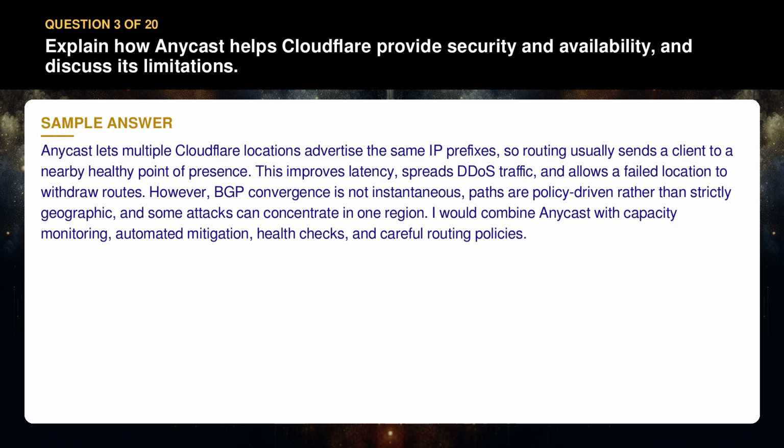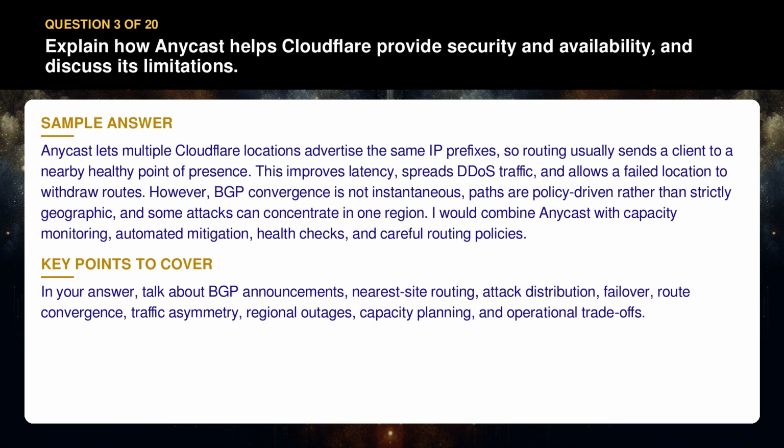Anycast lets multiple Cloudflare locations advertise the same IP prefixes, so routing usually sends a client to a nearby healthy point of presence. This improves latency, spreads DDoS traffic, and allows a failed location to withdraw routes. However, BGP convergence is not instantaneous, paths are policy-driven rather than strictly geographic, and some attacks can concentrate in one region. I would combine Anycast with capacity monitoring, automated mitigation, health checks, and careful routing policies.